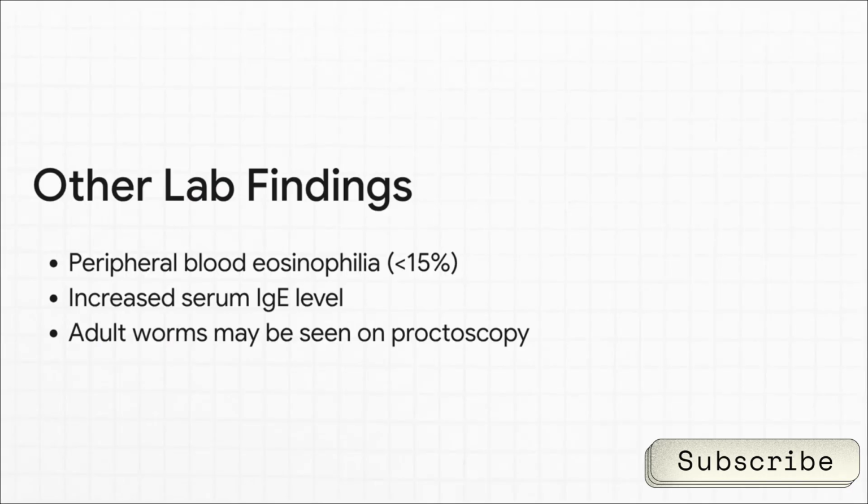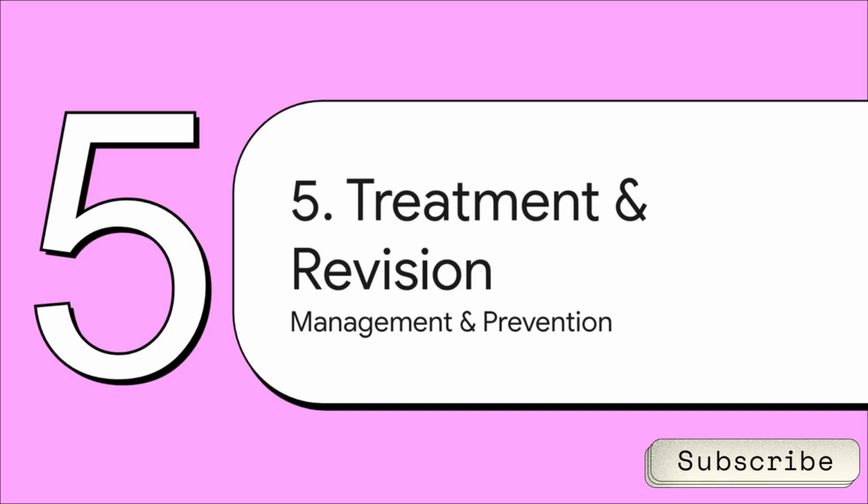Now, besides finding the egg, what else might you see? Well, a blood test might show peripheral eosinophilia, usually under 15%, and you'll likely see a raised serum IgE level, which just screams parasitic infection. And in some rare heavy infections, you might even see the adult worms themselves during a proctoscopy. All right, you've confirmed the diagnosis. What's next? Time to talk treatment and prevention. Let's cover those in our final section, and then we'll do a rapid-fire revision to tie it all together.